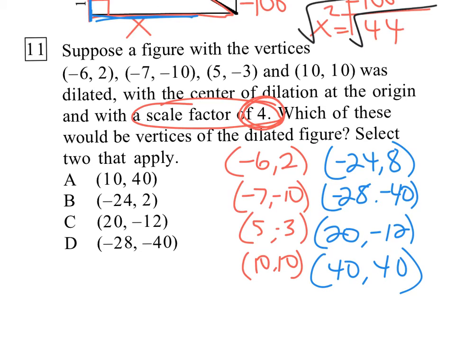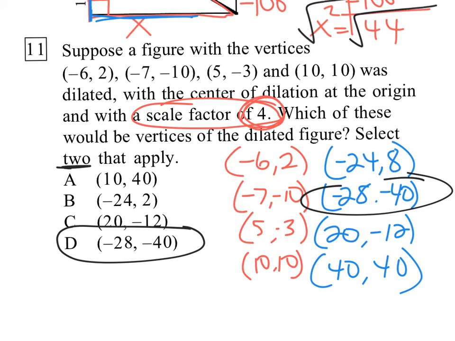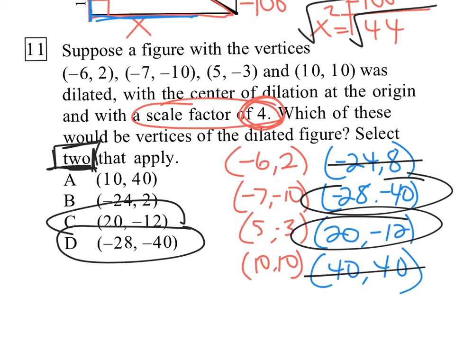But now, which one do you notice? I see negative 28, negative 40. Boom. But it says select 2 that apply. All right, make sure you read those questions carefully. And I see another one. I see 20, 12 right there. I don't see this one. I don't see this one. Not that they're not the answer, but I don't see it in my choices given. So C and D would be your answer on this one.